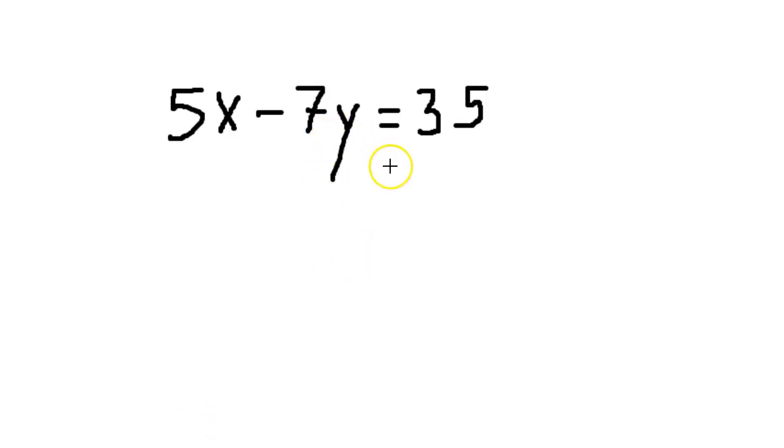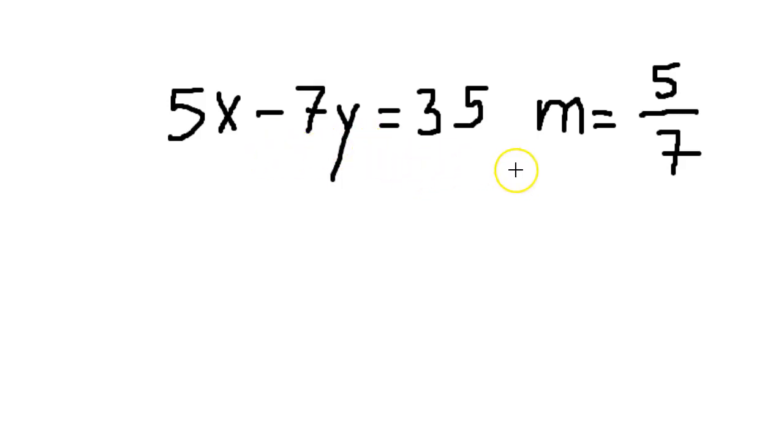Here's another line, 5x minus 7y equals 35. Using our method to figure out the slope of this line, first of all, we see that there's a minus sign between the x term and the y term, which means that our slope is going to be positive. So let's write our fraction bar. The coefficient of the x is 5, so we put that in the numerator, and the coefficient of the y is 7, so we put that in the denominator. So the slope of this line, 5x minus 7y equals 35, has to be 5/7.